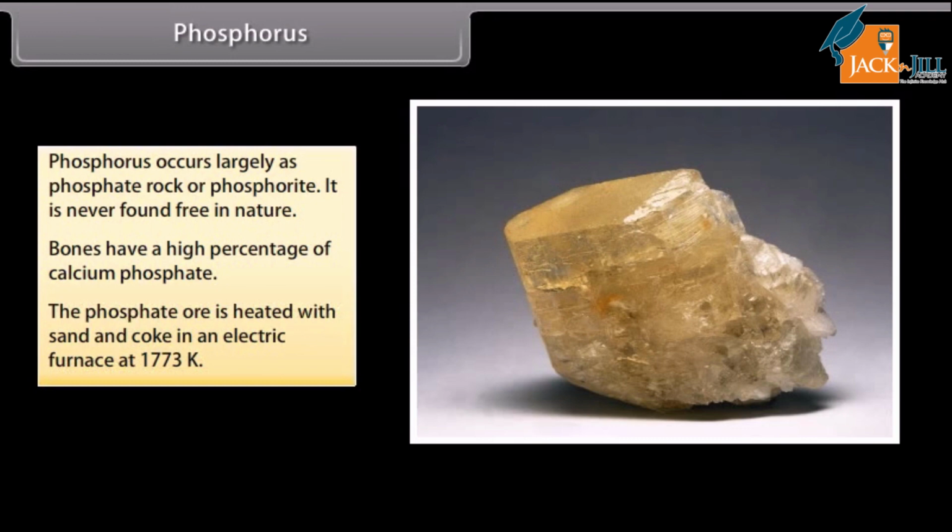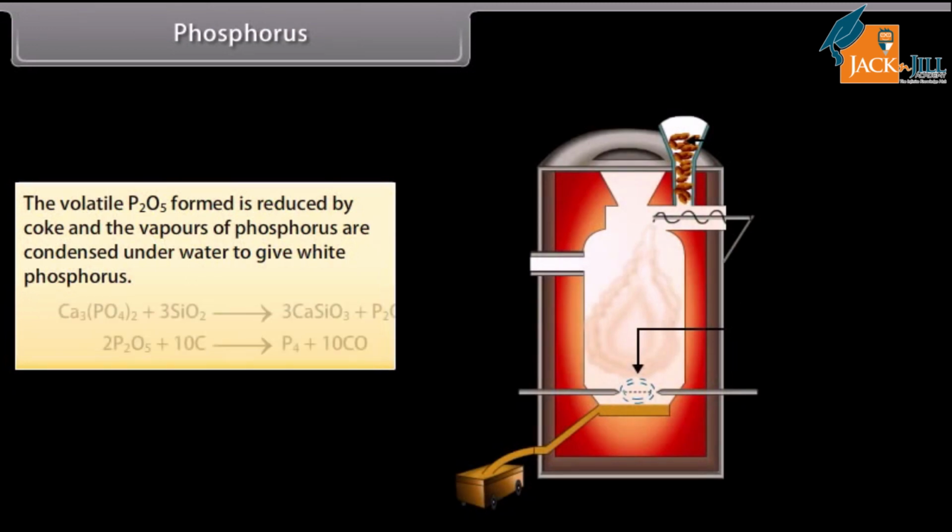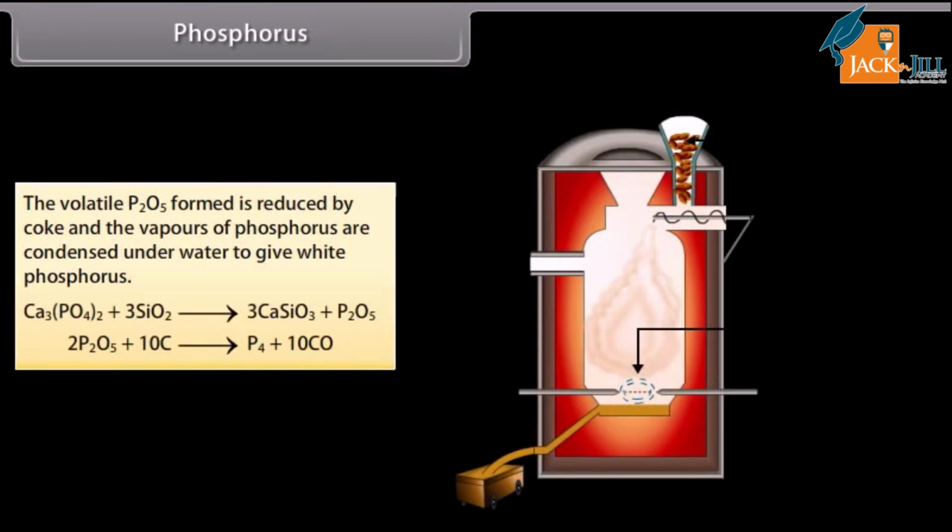The phosphate ore is heated with sand and coke in an electric furnace at 1773 Kelvin. The volatile P4O10 formed is reduced by coke, and the vapors of phosphorus are condensed under water to give white phosphorus.